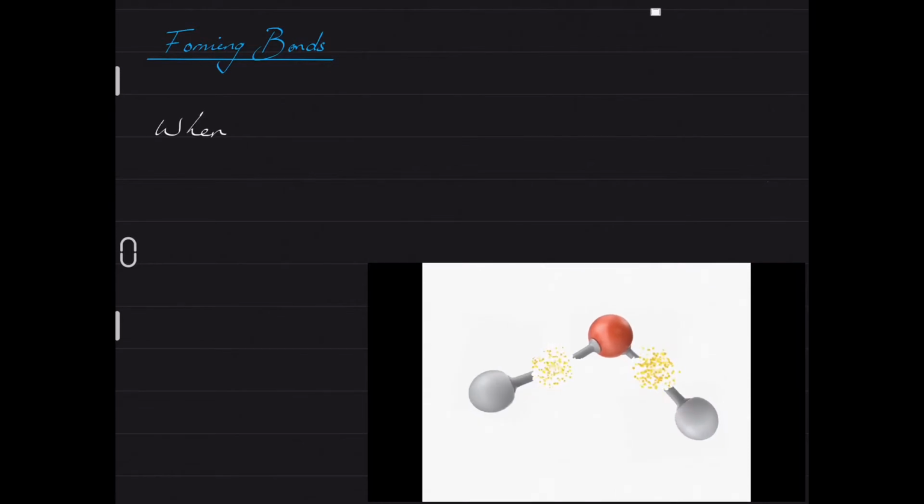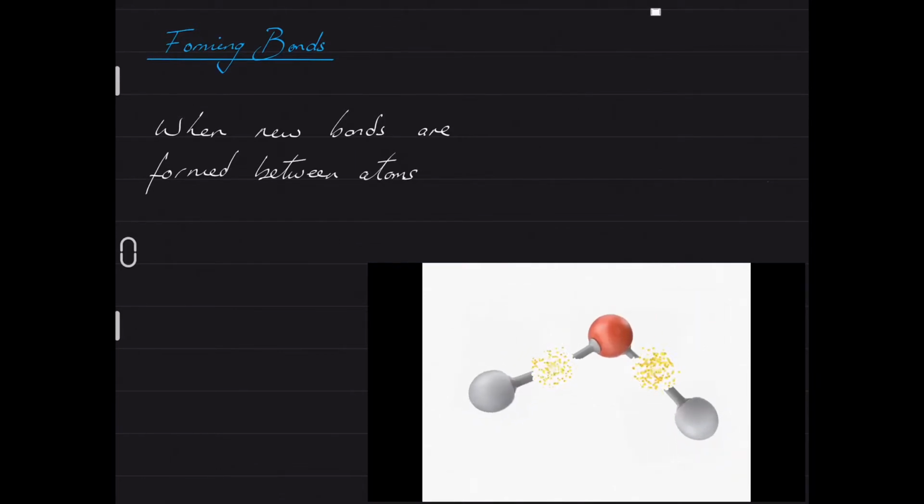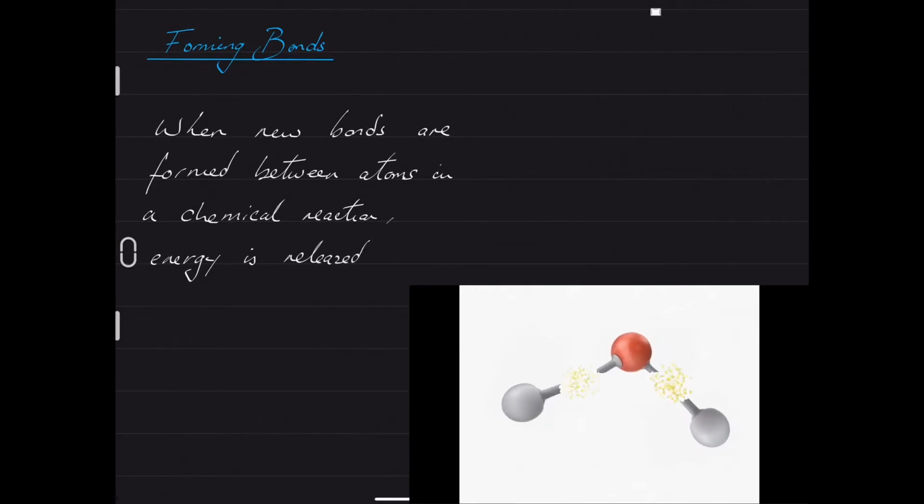So what we say is that when new bonds are formed between atoms in a chemical reaction, energy is released. Energy is released to the surroundings.